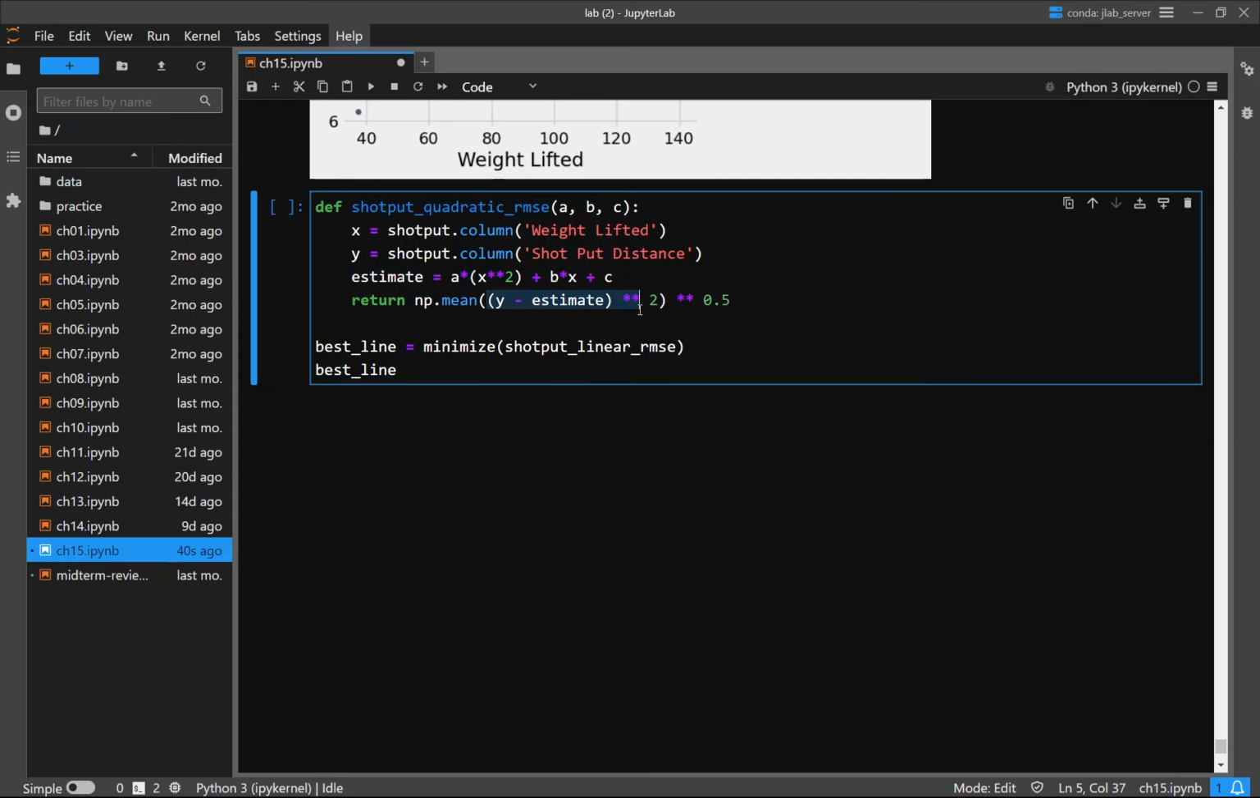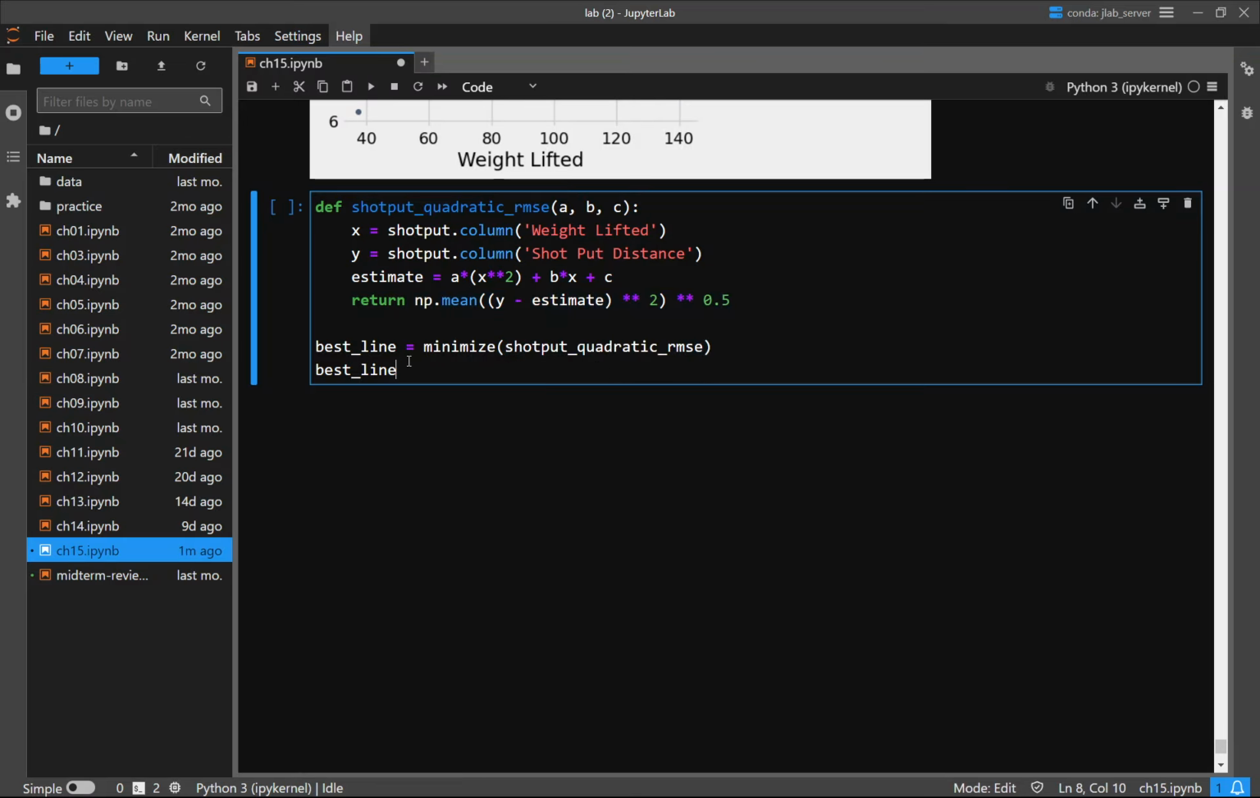Everything else is the same. The root mean square error is still the same. Here's the y values that they really were, and our estimate for a given a, b, and c of a given quadratic function. The error is that still. The squared error is that. The mean squared error is that. The root mean squared error is this whole final thing. And so if we minimize that, minimize the quadratic RMSE, what do we get?